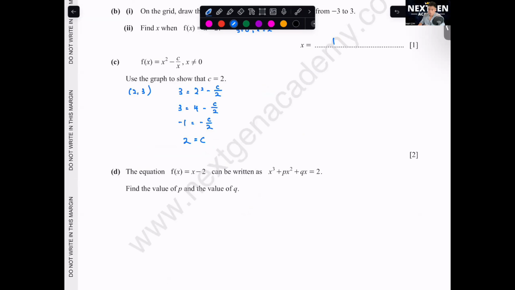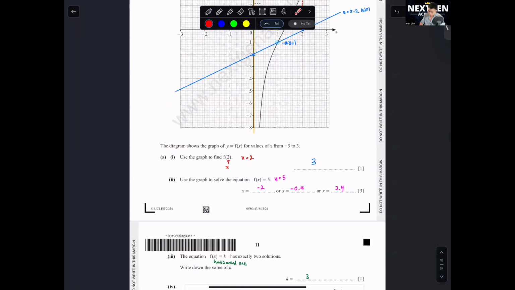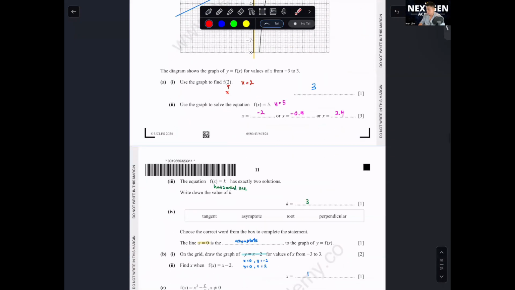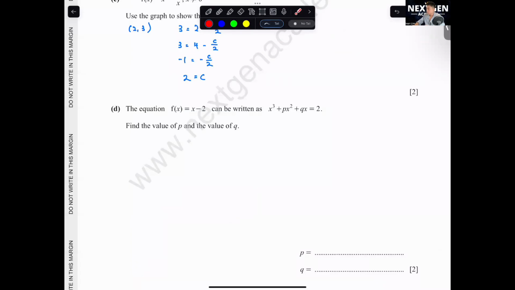On B1, what does from values -3 to 3 mean? Yeah, -3 to 3 is whatever that's on the graph. So you basically look at this whole diagram. Okay, question D. If C is wrong, then D cannot be done already.